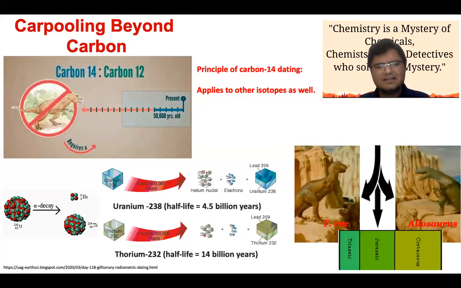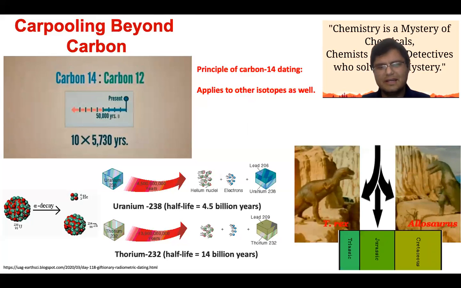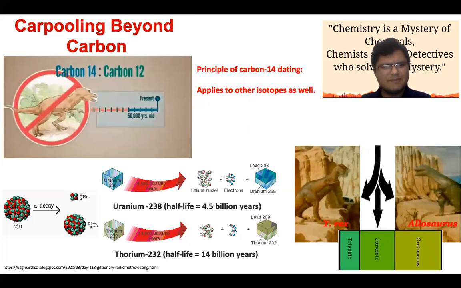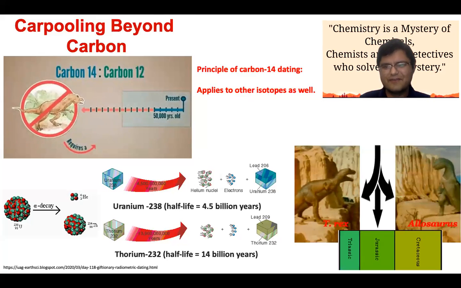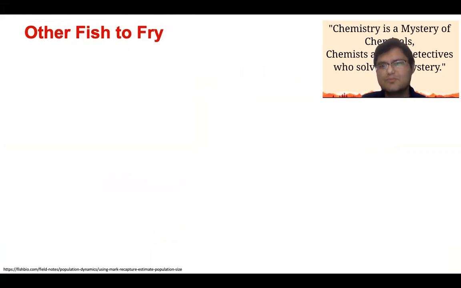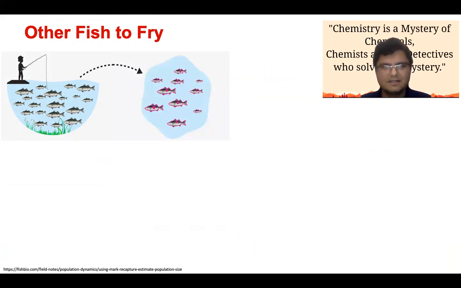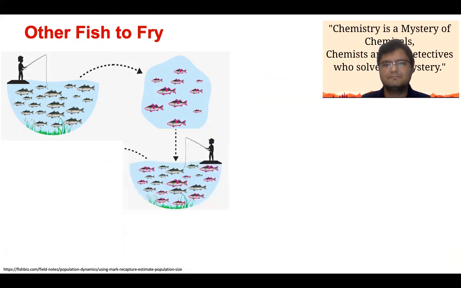But does radiological dating, this isotope dating, carbon dating, or any other heavy metal dating, have application only to find out historical facts or just to find out which dino existed when? Actually, it does have other modern-day applications also. Let's take a trivial example. You want to know how many fish exist in a pond. You fish out a certain number of fish, tag them with a radioactive substance, and then put them back into the pond.